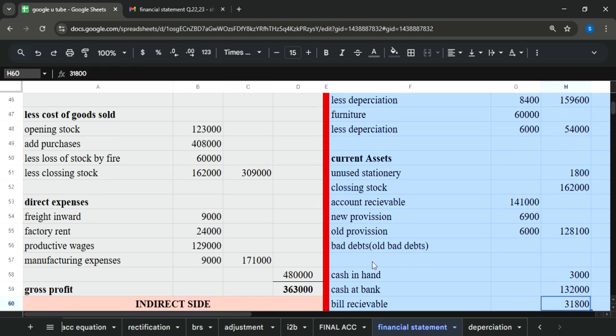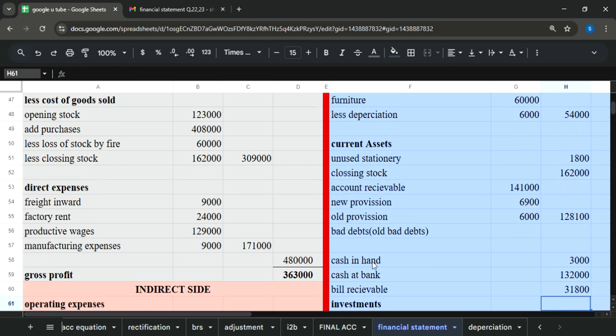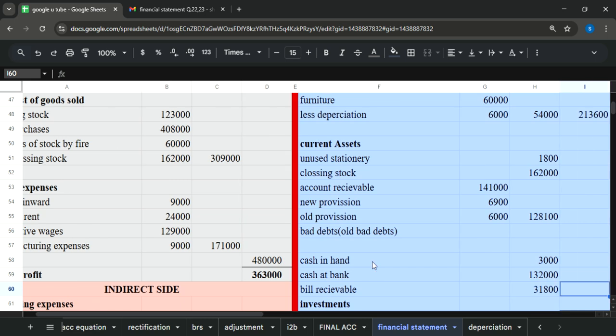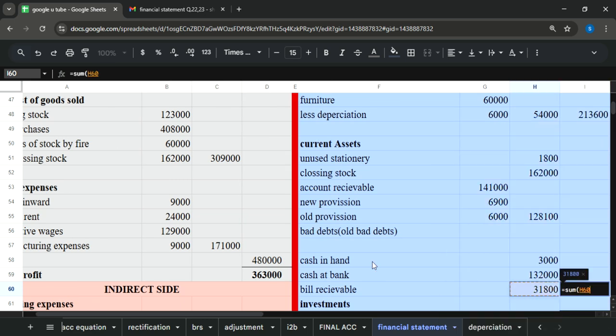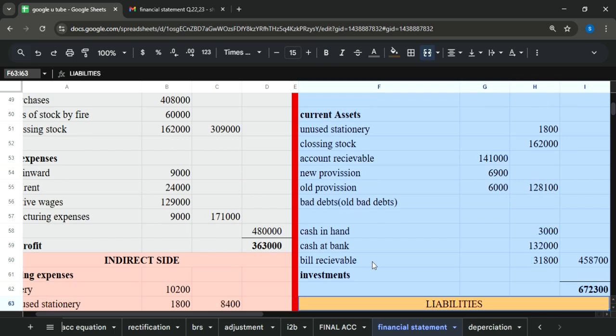Alright guys, there are no other adjustments left. We are now calculating the sum of all current assets. So here we got the sum of current assets.